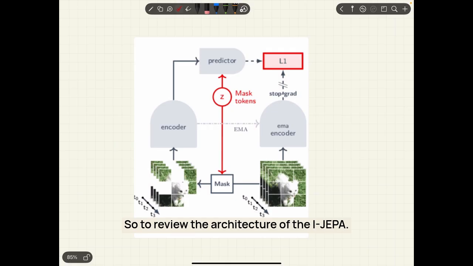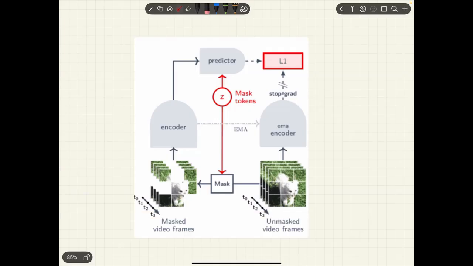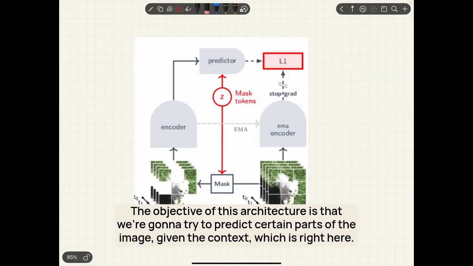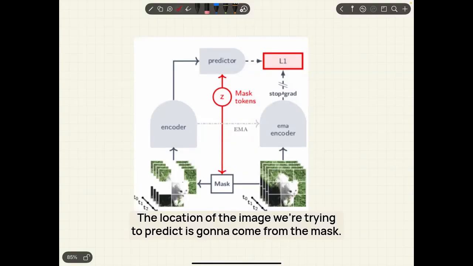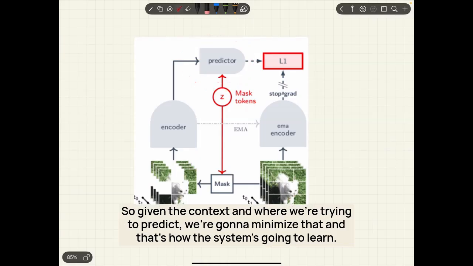So to review the architecture of the I-JEPA, the same input is fed to the student encoder and the teacher encoder. Mask will be generated after that. The location of the mask are going to be here. The objective of this architecture is that we're going to try to predict certain parts of the image given the context, which is right here. The location of the image we're trying to predict is going to come from the mask. And so the predictor, like we said, is a puzzle solver. So given the context and where we're trying to predict, we're going to minimize that. And that's how the system is going to learn.